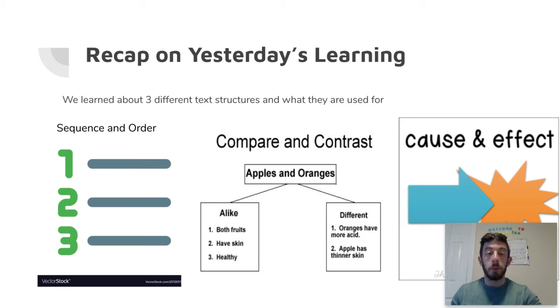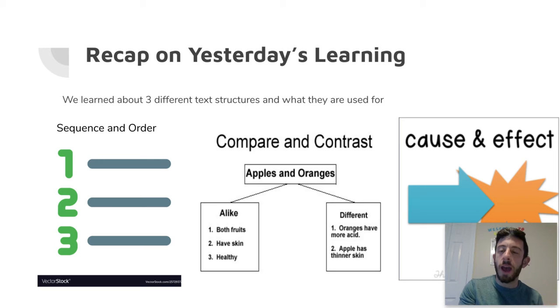So, for example, you can see that little logo right there. Apples and oranges are both fruits. They have skin and they're healthy, right? That's how you compare them. But how are they different? Oranges have more acid, they're a little sour, and an apple has a thinner skin than an orange, right? So that's how you tell the difference between comparing and contrasting.